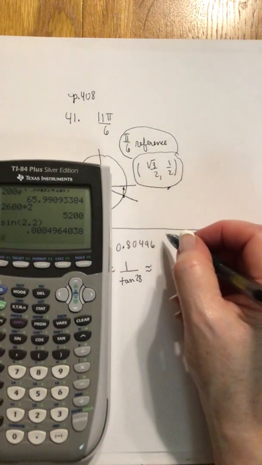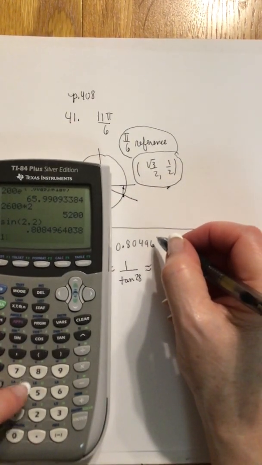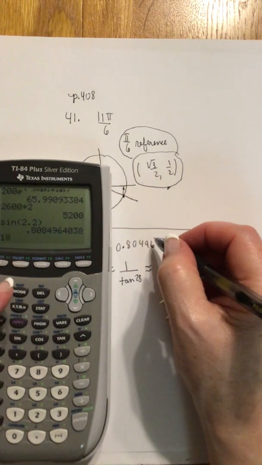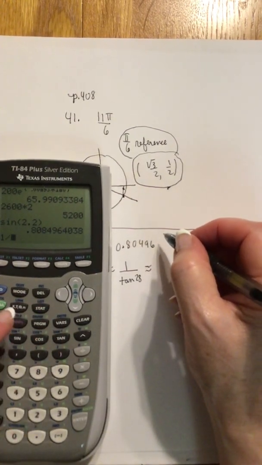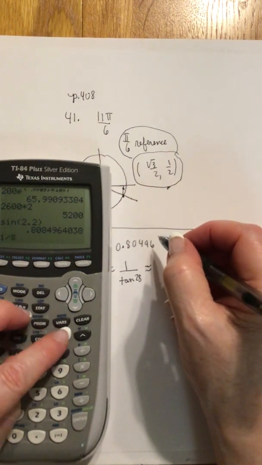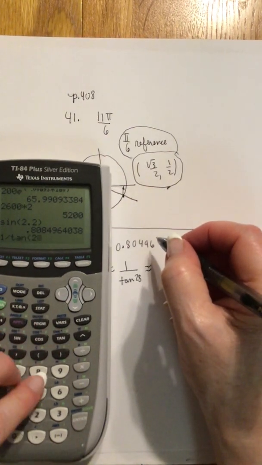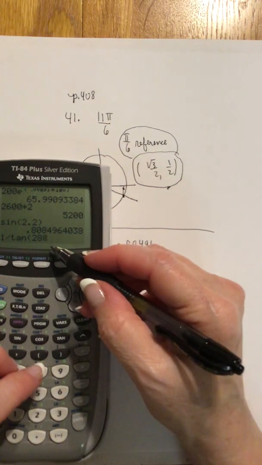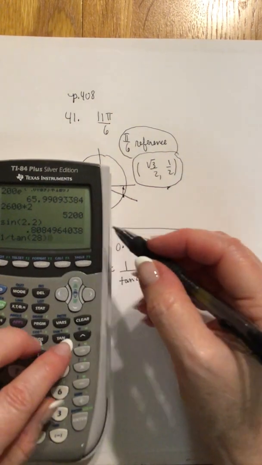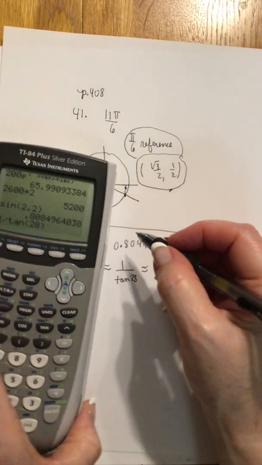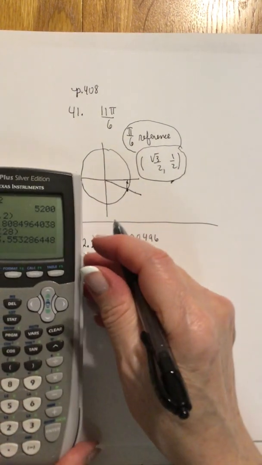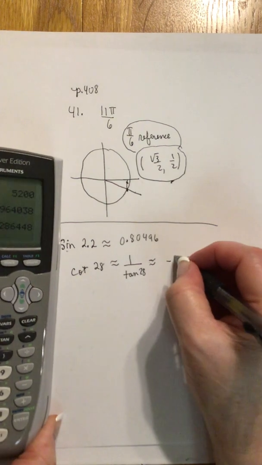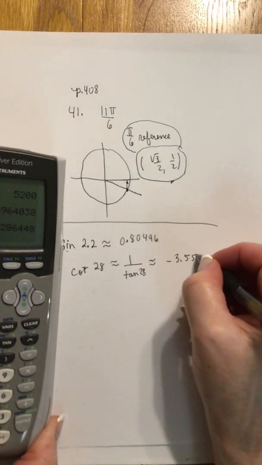So we would have 1 divide, because your calculators are not going to have the fraction button. So 1 divide tangent of 28. Now notice how it put the parentheses in front of the 28. You have to put the end parentheses around it. So we're going to get equals, and I get negative 3.553286.